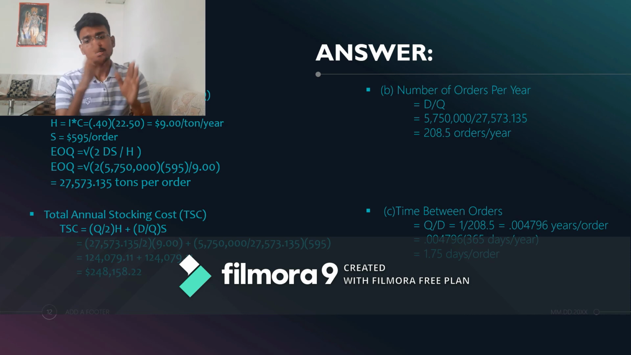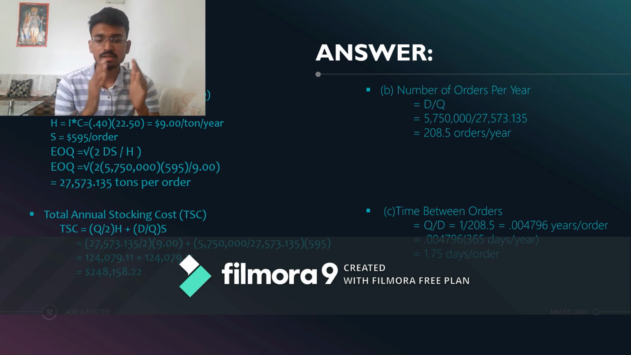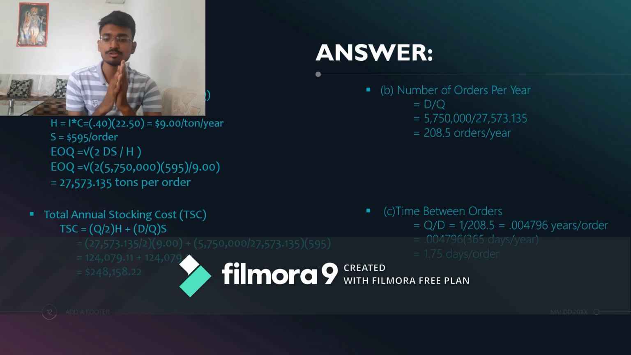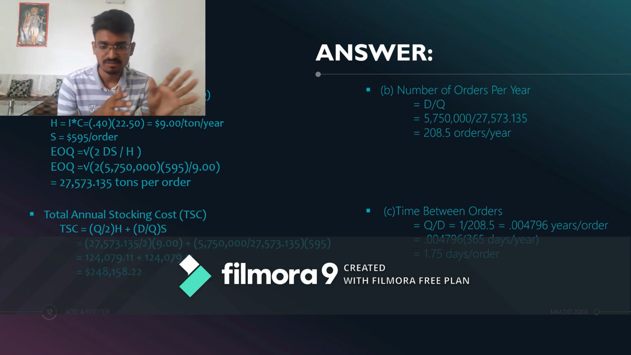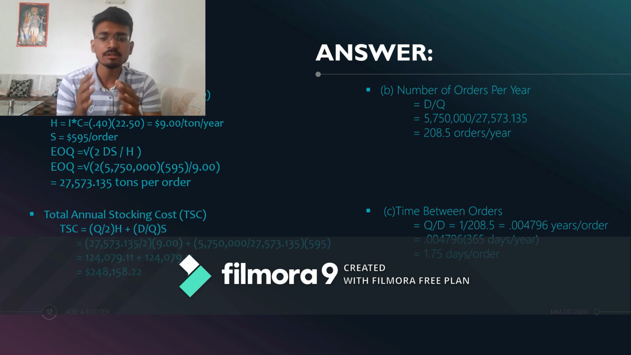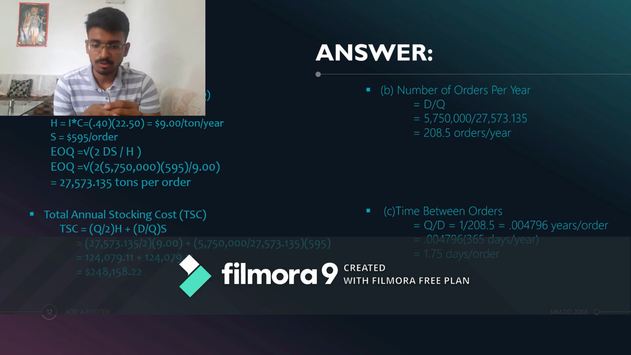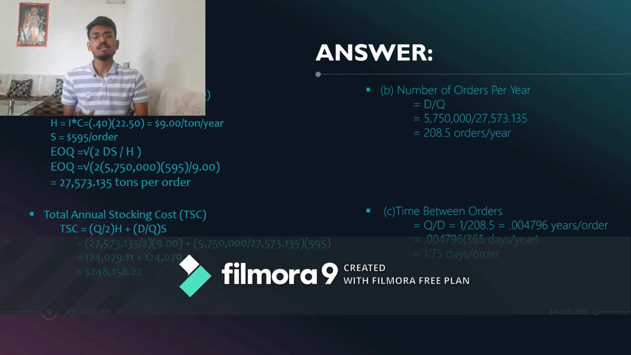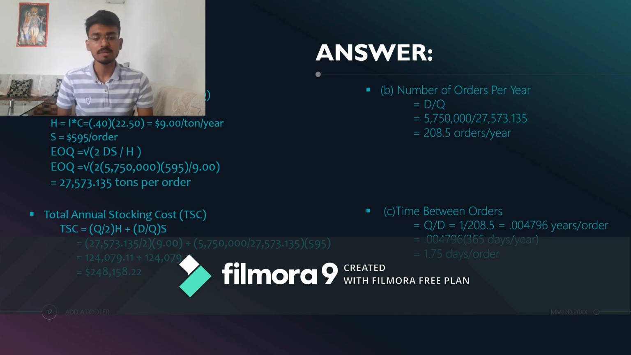So next is the total annual stocking cost, TSC, which equals Q by 2 into H plus D by Q into S. This is just a formula for calculating the total annual cost. Total annual cost is nothing but ordering cost plus carrying cost. So which gives us two lakh 48,158.22 dollars. Okay, so these are the answers for our questions, parts A, B, and C.